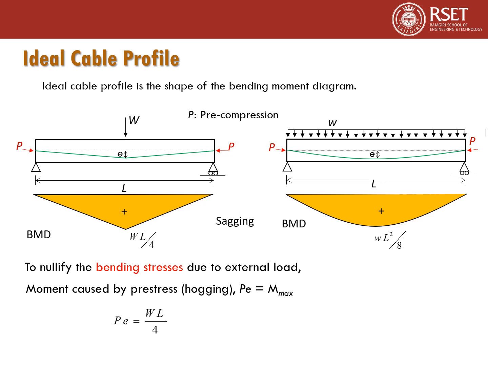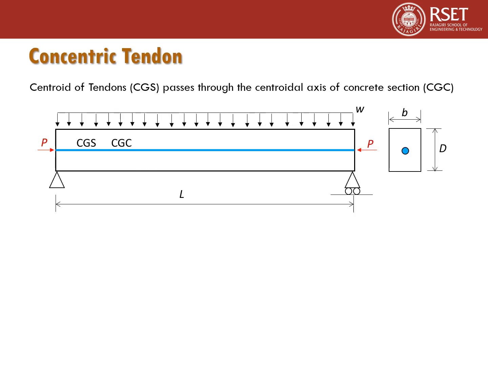So using this condition, we get Pe equal to WL by 4 for concentrated load and Pe equal to WL square by 8 for uniformly distributed load. Now from this equation, if we know the eccentricity, we can calculate the amount of pre-stressing force required to nullify the bending moment. Now first case, let us consider a concentric tendon. Concentric tendon means the centroid of the entire tendons passes through the centroidal axis of a concrete section.